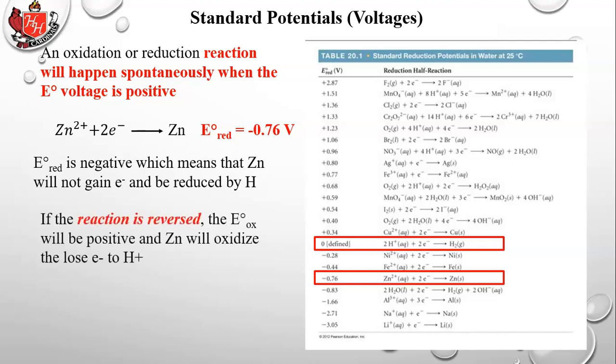If the reaction is reversed, then the standard oxidation potential will be positive, and the zinc will oxidize and lose electrons to hydrogen, to hydronium ions. So the zinc will then become zinc 2 plus. It will lose the 2 electrons, and those 2 electrons will go to 2 hydronium ions to turn them into a hydrogen molecule, and that will happen spontaneously. That's why the standard oxidation potential is a positive number, positive 0.76.